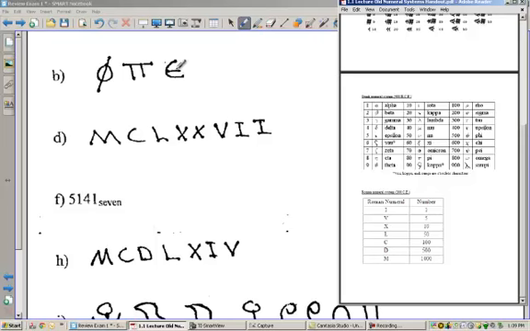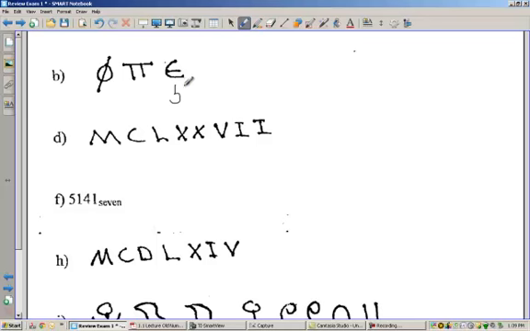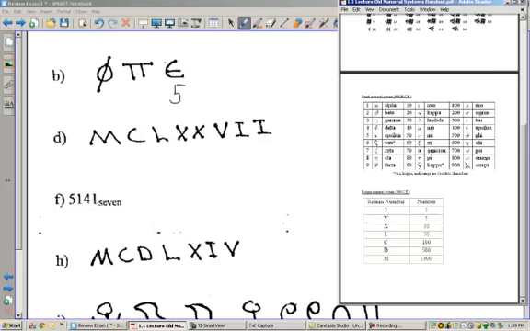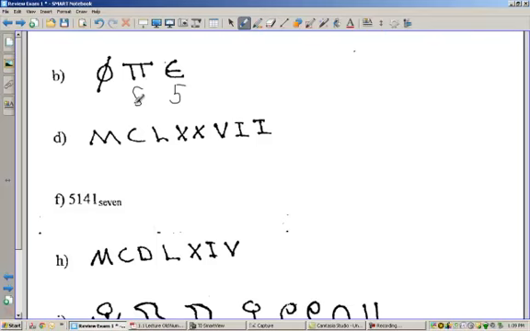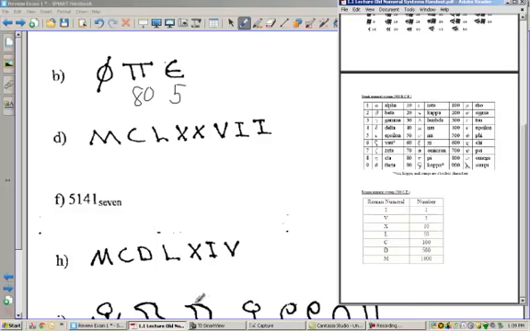So this little epsilon looking like thing, which is right here, should be 5. So I'll put a 5 underneath it. The pi should be in the tens column. So I come over here and look for pi. There's pi, and it's 80 things. So I put an 80 there. And this phi, come up here, look for phi, and that's right here. All right, and that's 500 things. So I have 500.